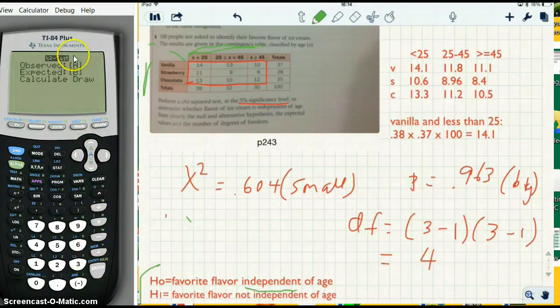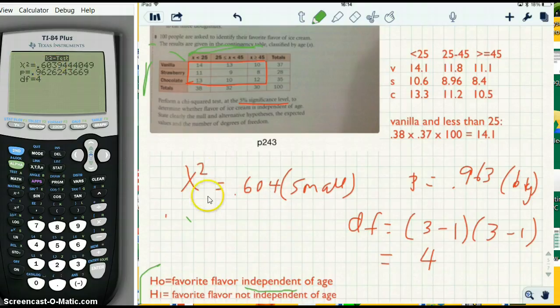Enter. Okay, and so yes, we did put our observed data in A. The expected frequencies are going to come out in B. That's fine. I didn't use B for anything. It's going to overwrite whatever's in there. So calculate. So it gives us the values.